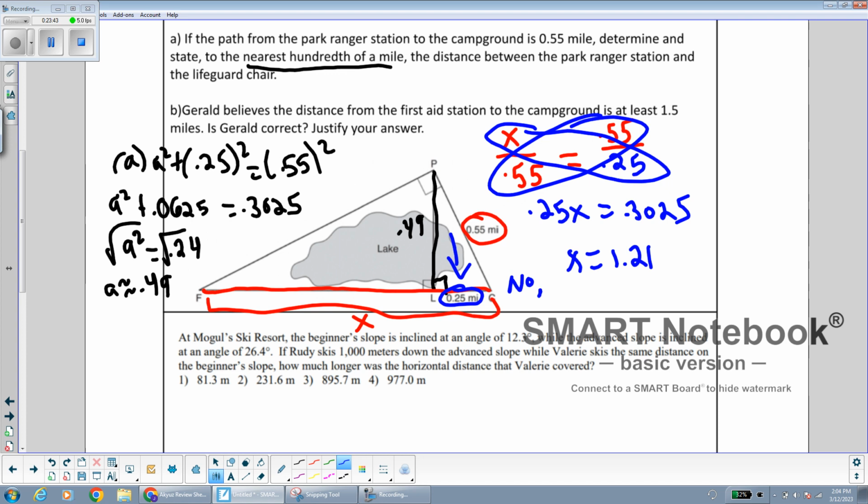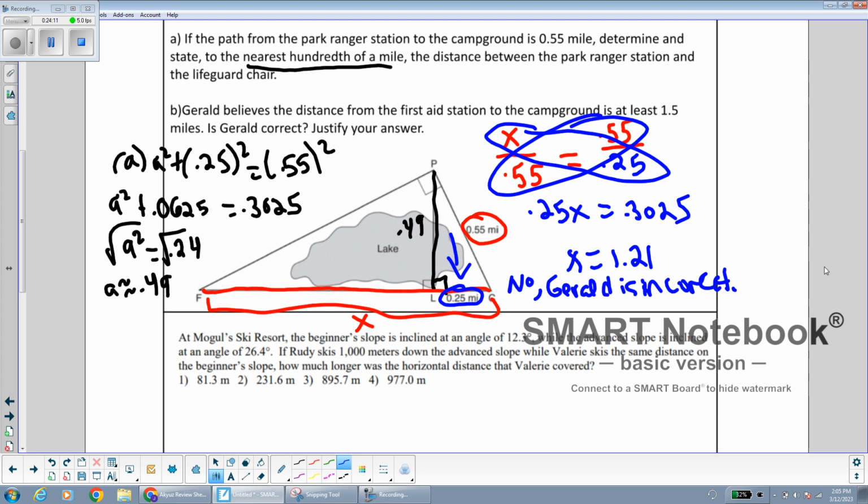No. Gerald is incorrect. It doesn't say to explain your answer. It just says to justify it. That means to just show work. But you do have to answer the question to get full credit on something like this on a test or the Regents exam. If you don't say whether Gerald is correct or incorrect, you don't get full credit for the question. So it's enough to just show work to justify it, but you do need to actually answer the question.